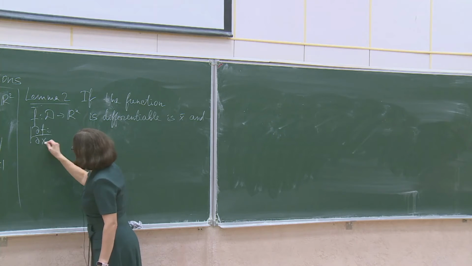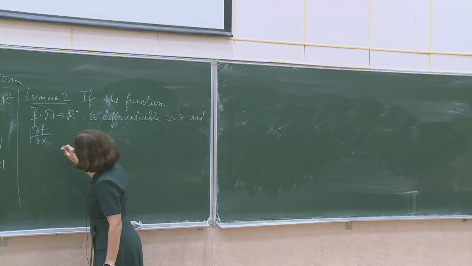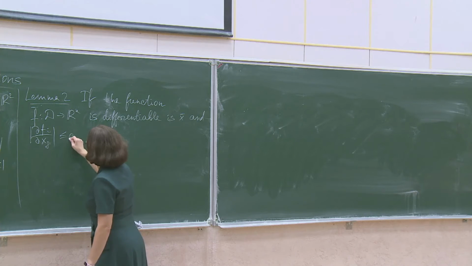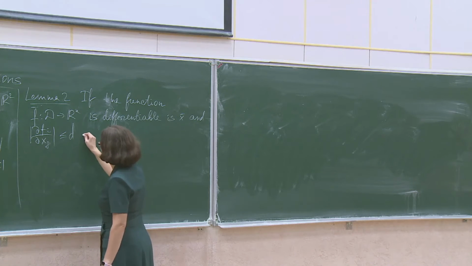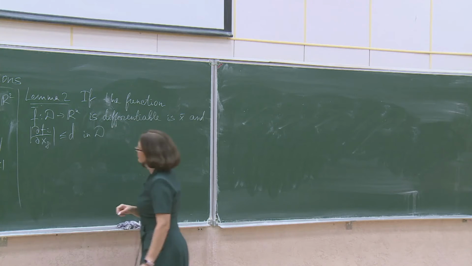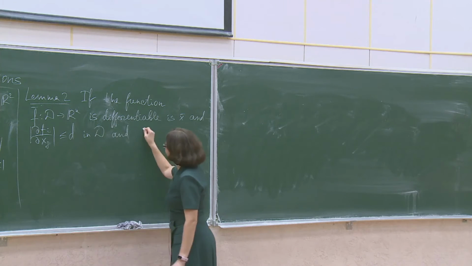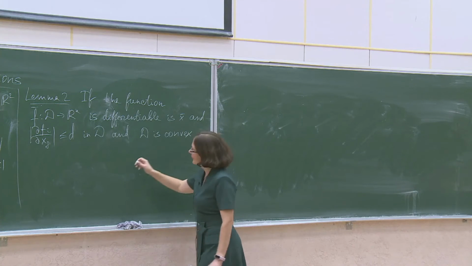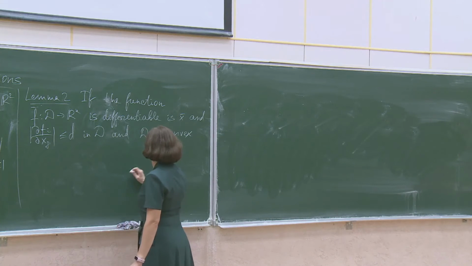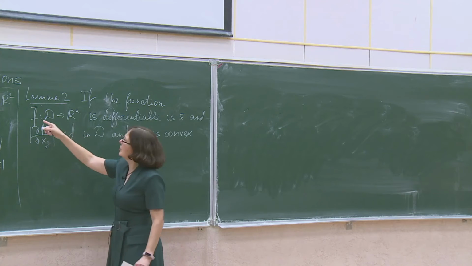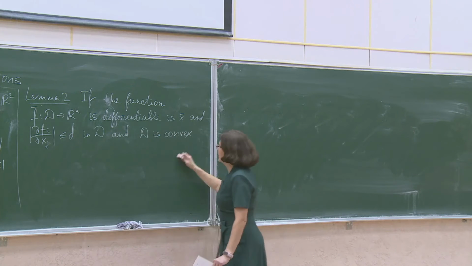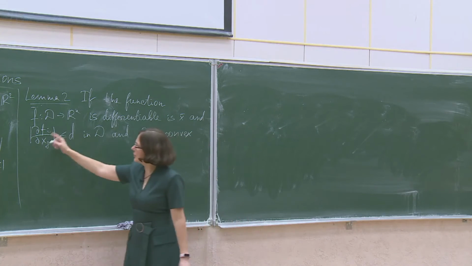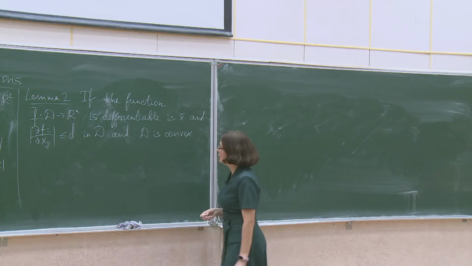So we have partial derivatives. If they are bounded, let it be D. So in D, and D is convex and open. Maybe we need not state that D is open, since we consider the open set. So D must be convex, and partial derivatives must be bounded in D.